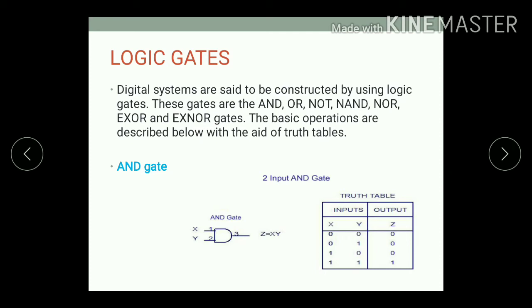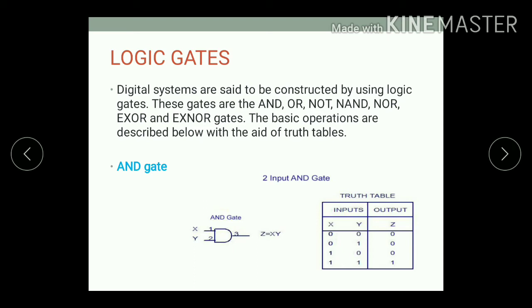So for the AND gate, this is the symbol for the AND gate. If we see here, there are two inputs, first is X and second is Y, and only a single output, because as we saw earlier, logic gates consist of one or many inputs, but the output is only single.